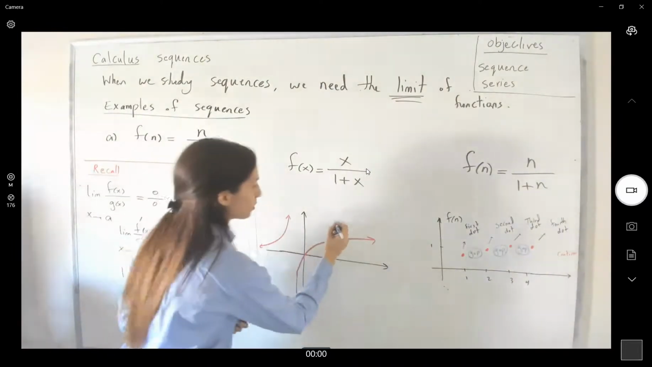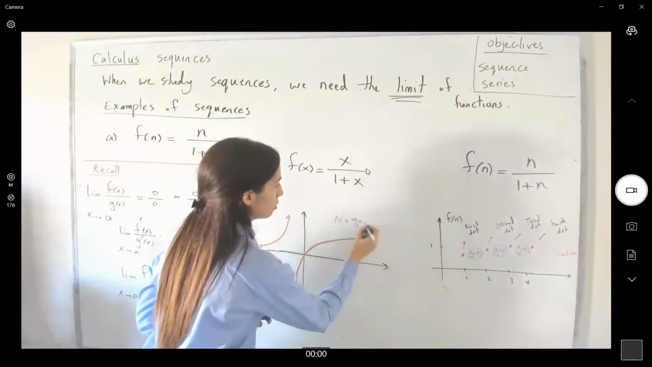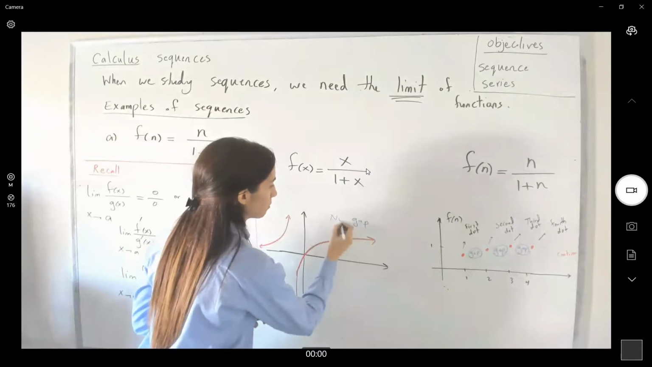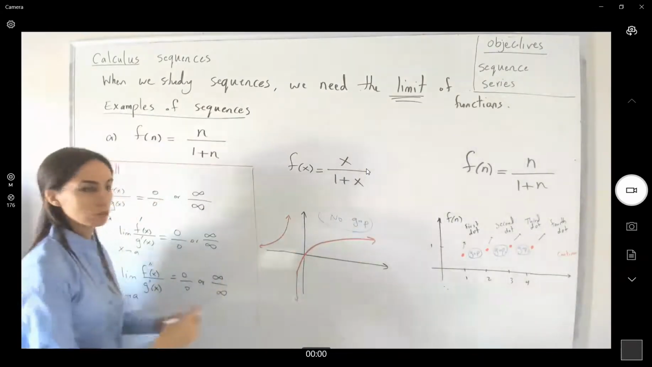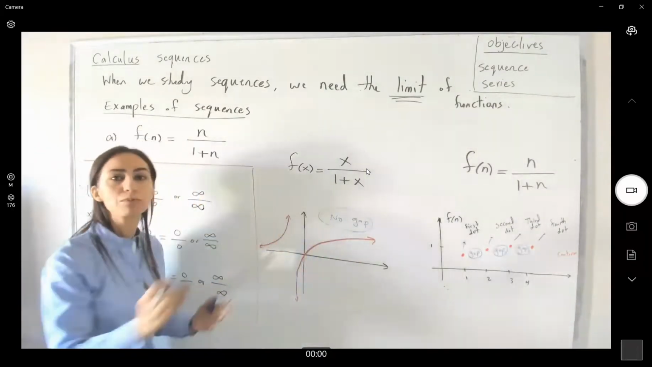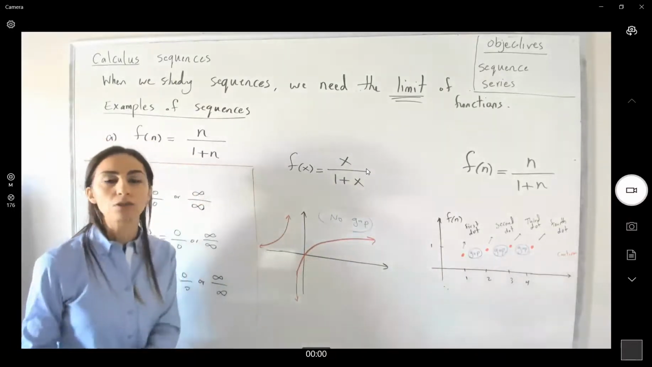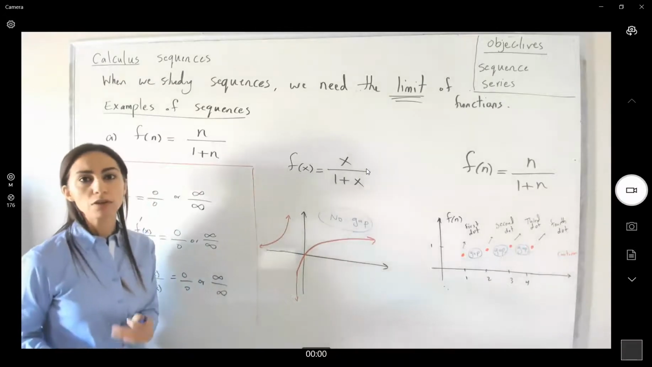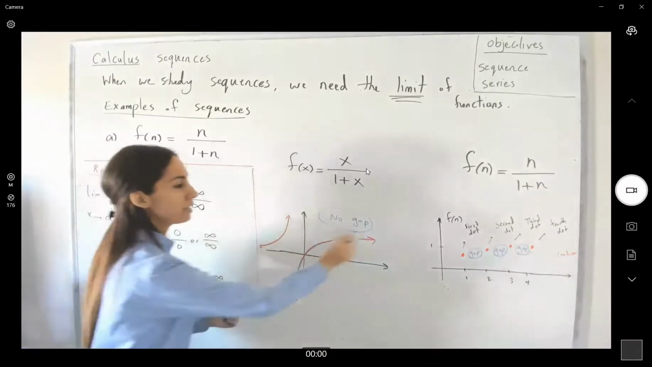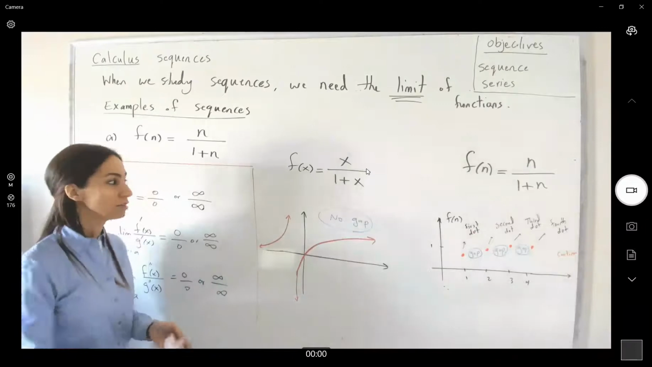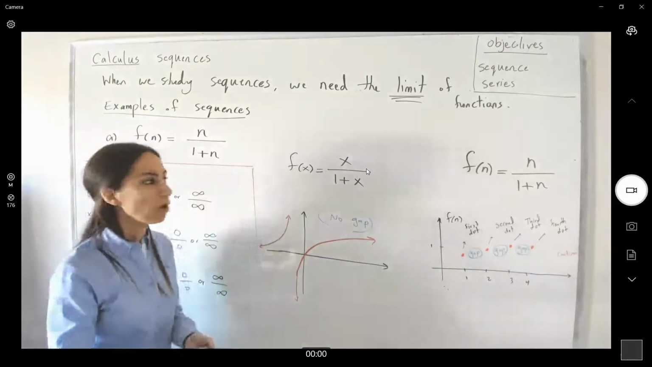There is no gap. Just connect all of these dots because x belongs to R. You're allowed to plug in x equals 1, x equals a half, x equals square root of 2. You're allowed to fill in the gaps. And note that x can be negative, x can be positive.